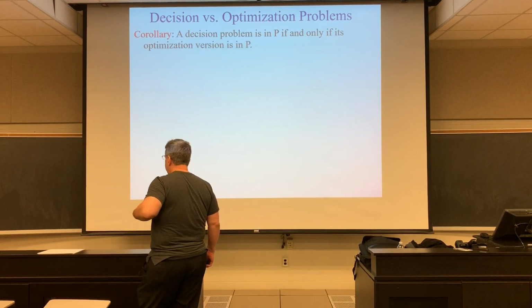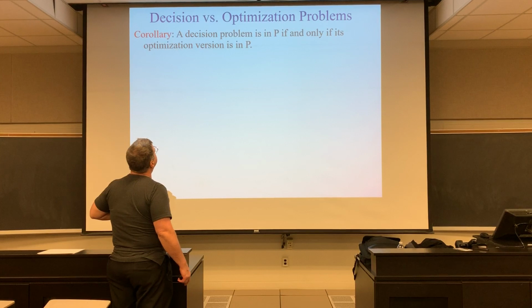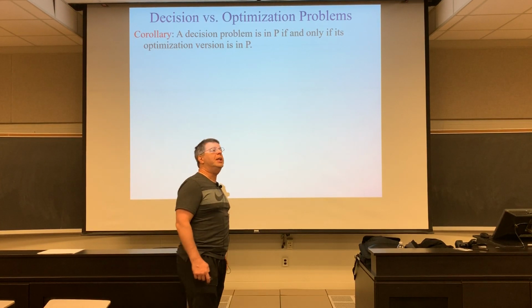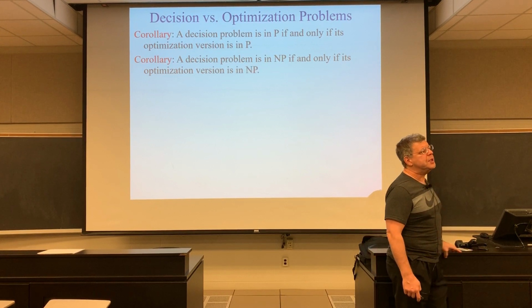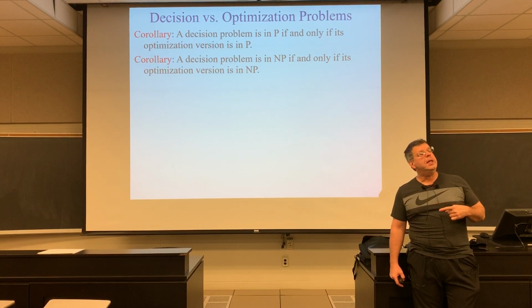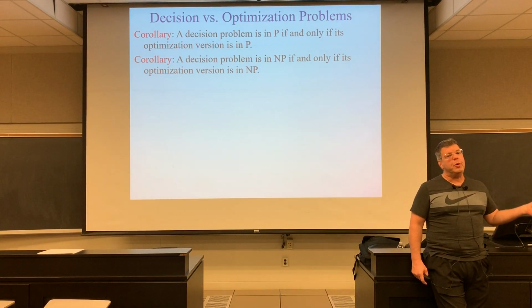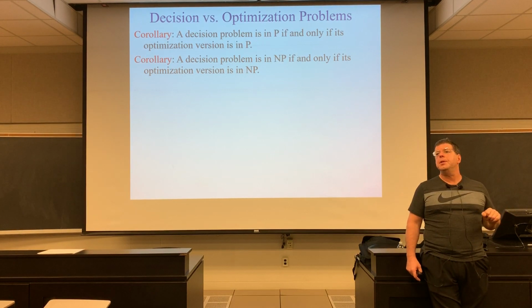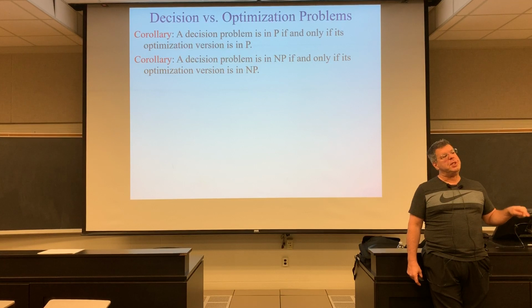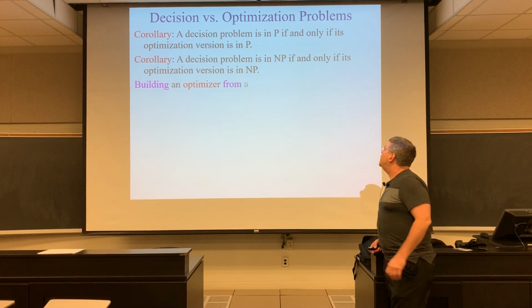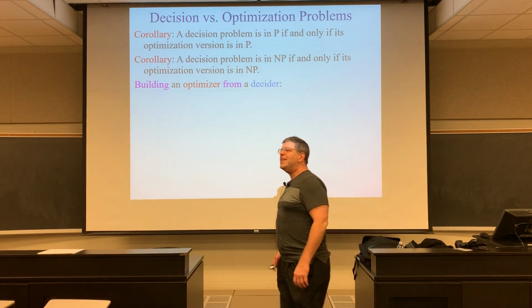So we're going to show that a decision problem is in P if and only if its optimization version is in P. They're tied together. These decision versions and optimization versions, they're tied together. And once we prove this, all we're going to need to talk about from now going forward is just decision versions. Because it'll be obvious how to convert a decision version to the optimization version equivalent. Okay? So you can basically build an optimizer from a decider.